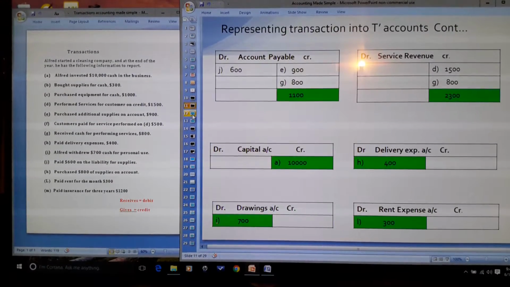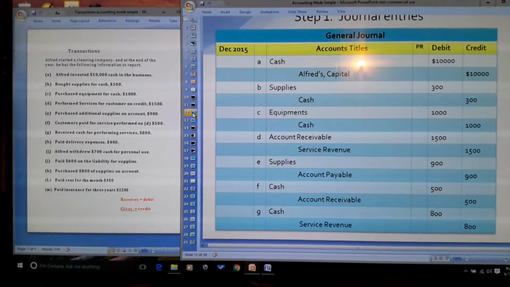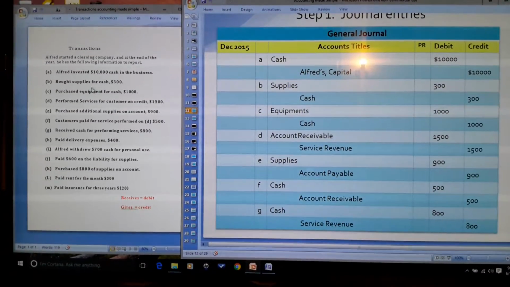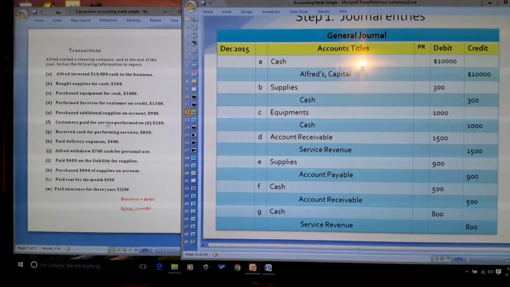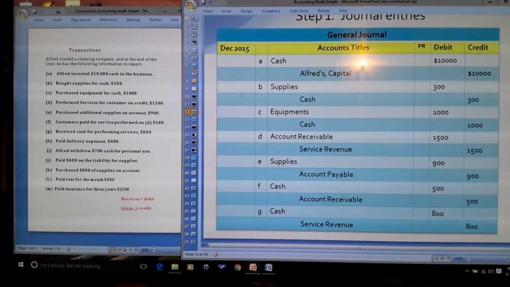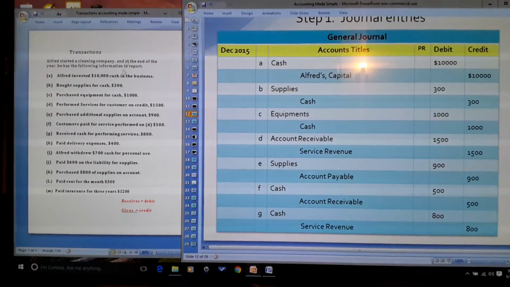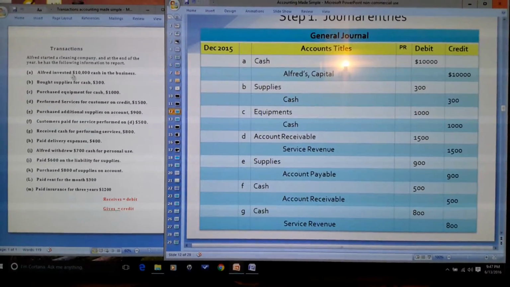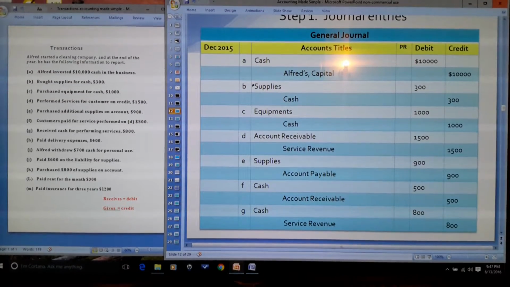We just get to the journal entries. Okay, this is step one. After the journal entries, you will not see this anymore because I will show this in enlarged PowerPoint slides. So pay attention to the journal entries.